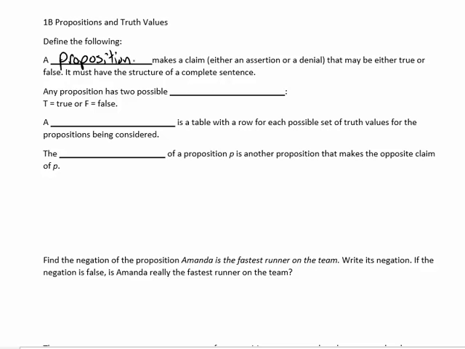Proposition. So a proposition is a sentence we make that is either true or false. We're just claiming something, and our job is to figure out if it has any value or merit. Any proposition itself has two possible truth values, and this being either it's true or it's false. And a way to organize this information is a truth table. It is a table with a row for each possible set of truth values of the propositions being considered.